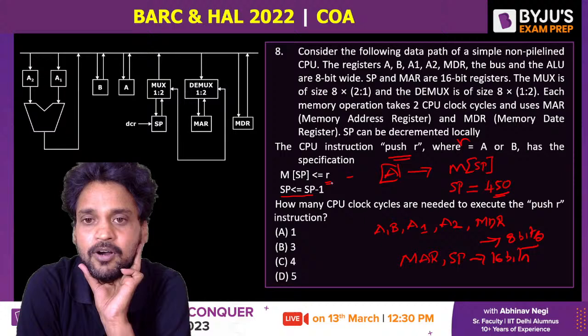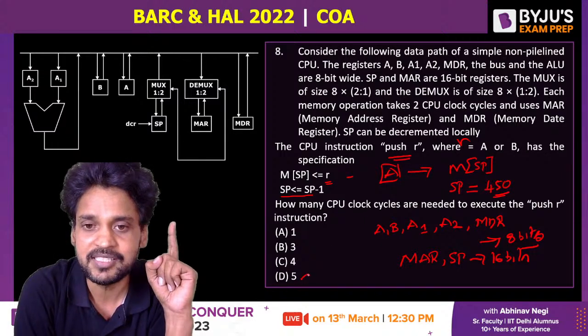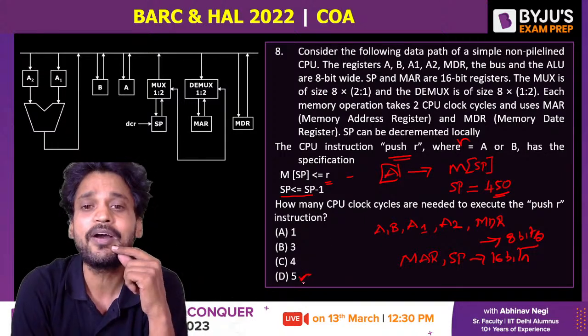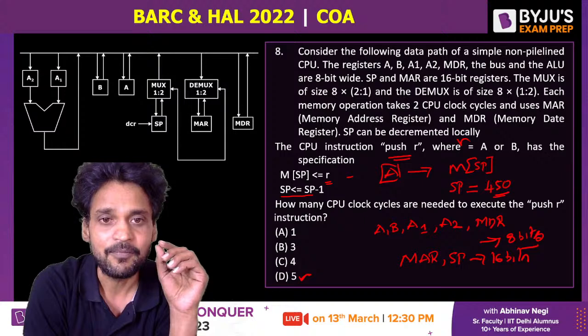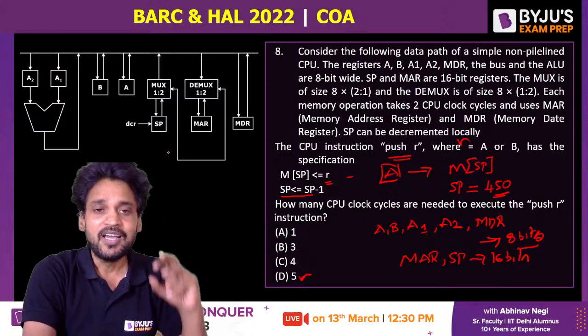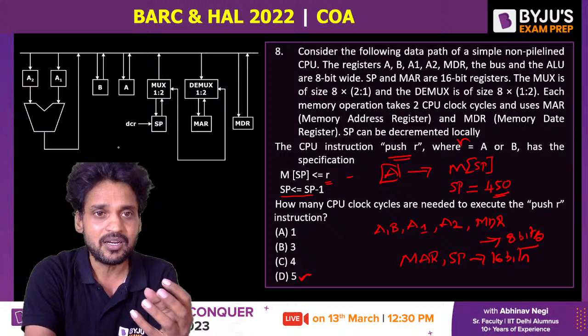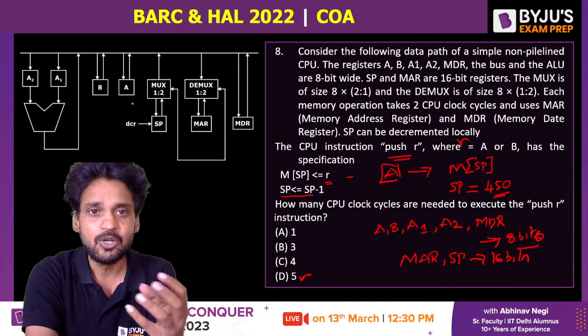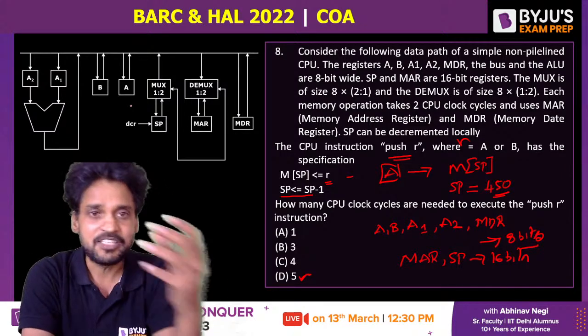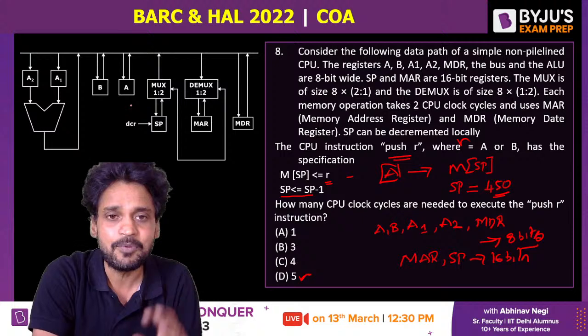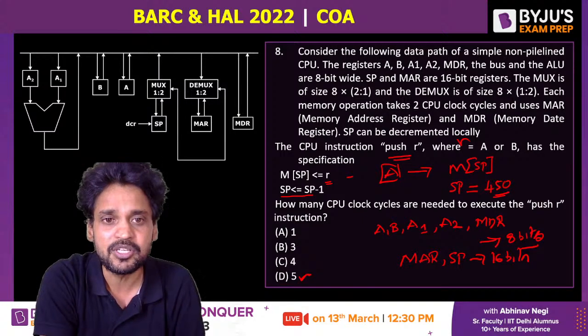So in order to perform this, let me tell you straight away, D is the correct option. I do require 5 clock cycles. First of all, understand, any CPU nowadays is using 2 registers. Look at this CPU, this ALU and the registers.